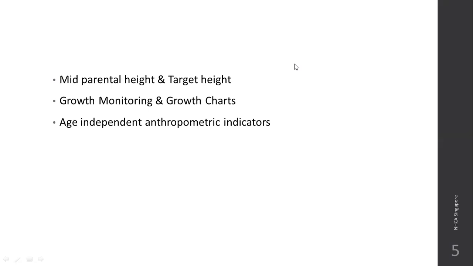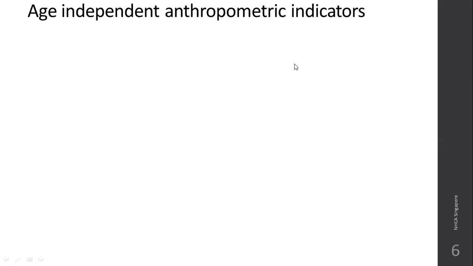The growth monitoring and growth chart. A lot of growth charts we have gone through in our previous chapters. Some similar ones are given in this chapter as well. We'll go through that later. Then age-independent anthropometric indicators, which means here age doesn't matter. Just the physical indicators matter, whether the child is healthy or not.